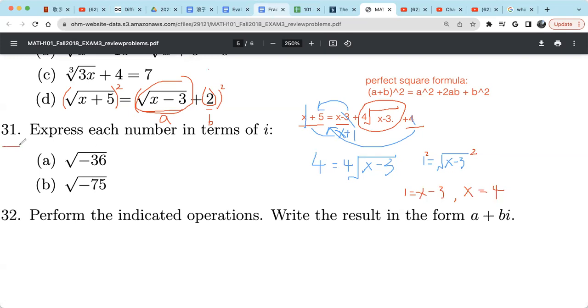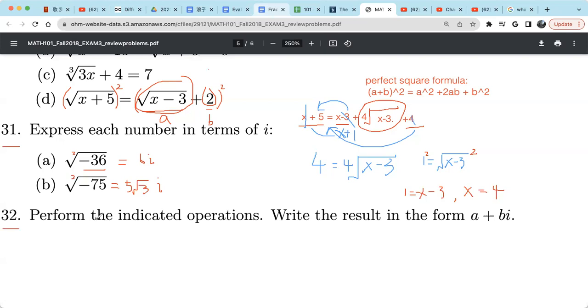Okay, now 31 is about complex numbers, right? So under the square root radicals, we have negative numbers now. So this is just 6i, right? Because the square root of negative 1 is i. And 75 equals 25 times 3, so that's 5 radical 3i. So 3 times 25 is 75, right?